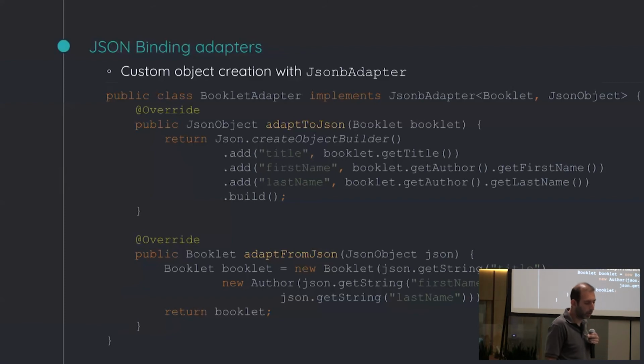For example, in this code, the adaptToJson method is implemented with code which transforms the booklet into a JSON object using the JSON object builder from the processing API. And similarly, adaptFromJson constructs the booklet object from a JSON object instance. You can see the adaptToJson method flattens the outer object to two properties, first name and last name, and the adaptFromJson method reconstructs the outer object and outputs the booklet instance. The JSONB adapter is very flexible and can be used to customize any behavior in the serialization and deserialization of the fields.